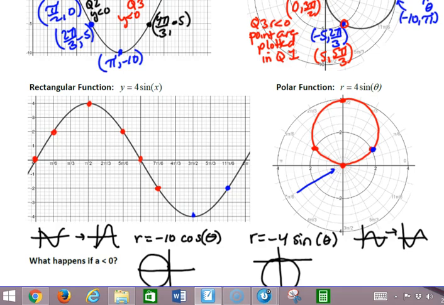In the next video we're going to move on to polar roses, which are taking the polar equation of a circle and extending it with an additional parameter.